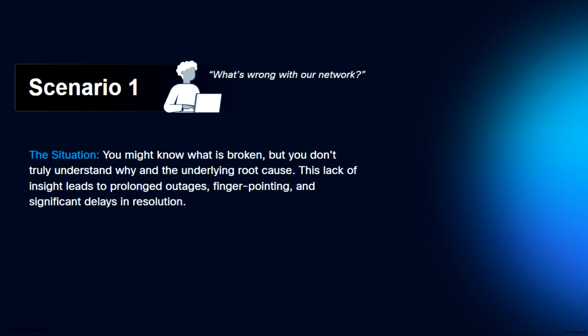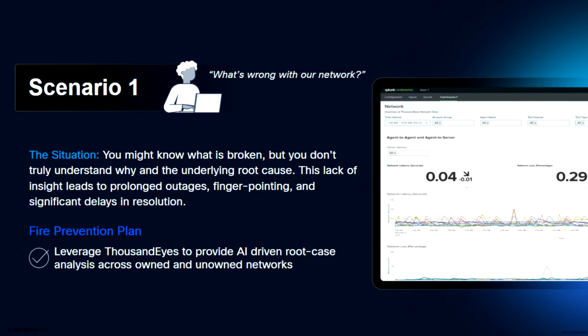The network team starts to get pulled in, and now you're a couple hours into this incident and nobody can agree on what's actually wrong. So you might know what's broken, users can't check out, but you don't truly understand why they can't or what the underlying root cause is. And that lack of insight leads to prolonged outages, finger pointing, war rooms, significant delays in resolution. It's a headache. And really the idea here is how can you prevent that?